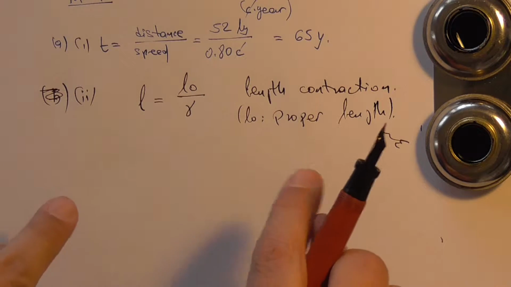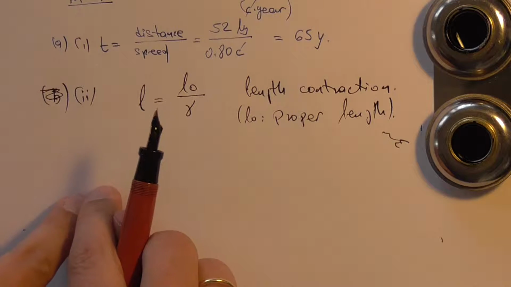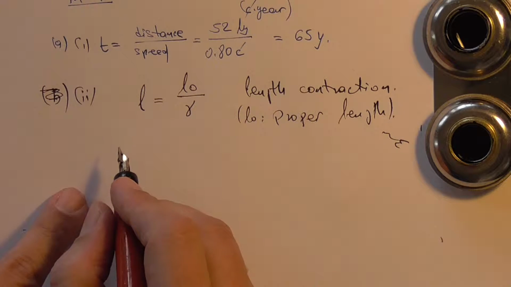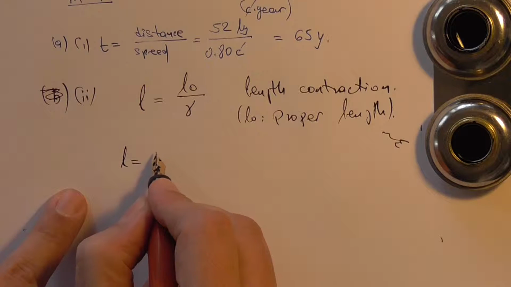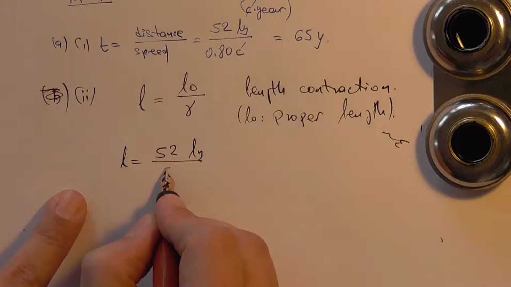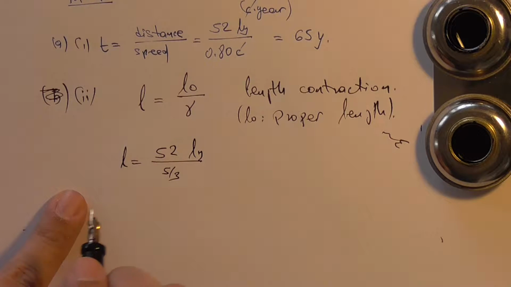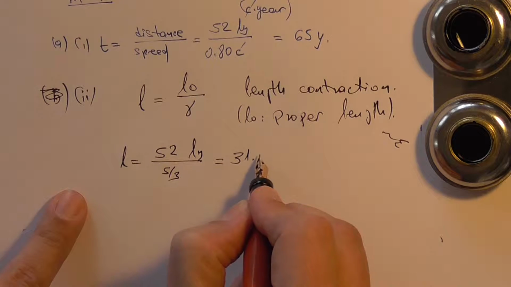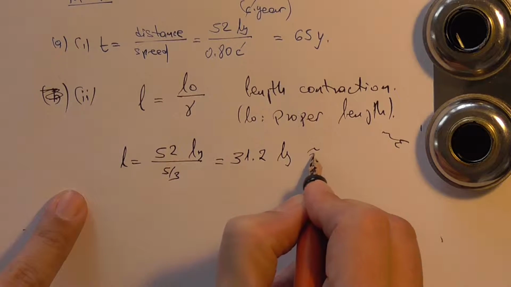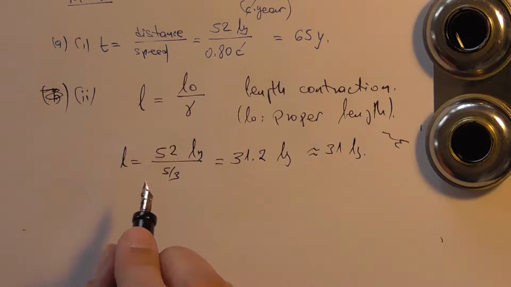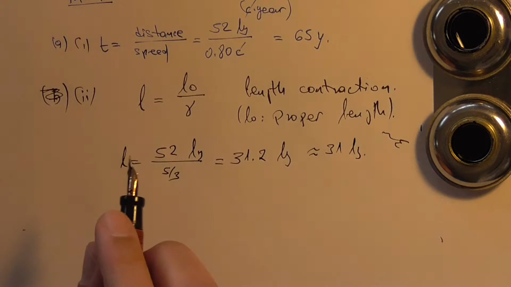Because the Earth observer measures stationary points, it's not moving. The Earth observer is not moving with respect to the things that they measure. So they do measure the proper length, which is 52 light years. So the moving observer will measure L as 52 light years over gamma, which is 5/3. And the answer would be, if you do this with a calculator, 31.2 light years, or approximately 31 light years. So that would be the answer to A2.